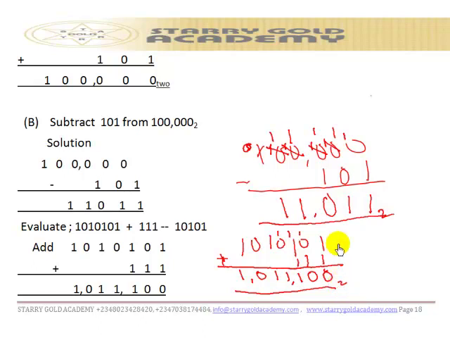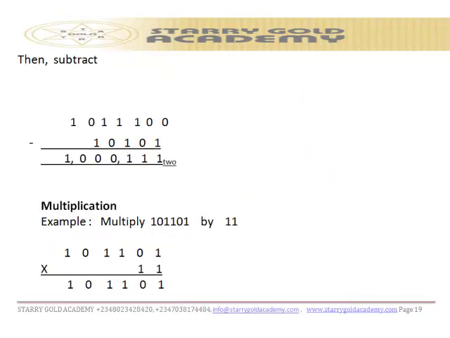Then from here you can now subtract. Now let's subtract the next value. We got 1 0 1 1 1 0 0. This is what we had. Then let's subtract this. We have 1 0 1 0 1.